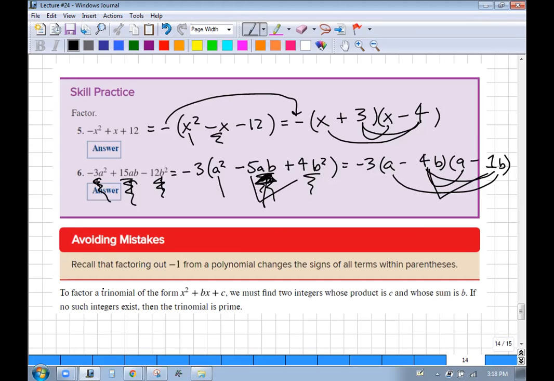Okay. Recall that factoring out -1 from a polynomial changes the signs of all the terms within the parentheses, right? So from here to here, right, all the terms got switched. So we had a -x², now it's positive. We had a +x, now it's negative. There was a +12, and now it's -12, okay?